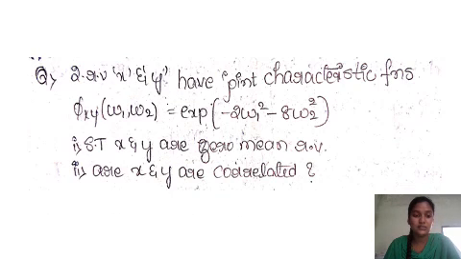Now let us see the problem. The question is: the two random variables X and Y have the joint characteristic function, that is phi xy of omega 1 comma omega 2 is equal to e power of minus 2 omega 1 square minus 8 omega 2 square. Now we have to show that X and Y are zero mean random variables, and also we need to prove that X and Y are correlated.